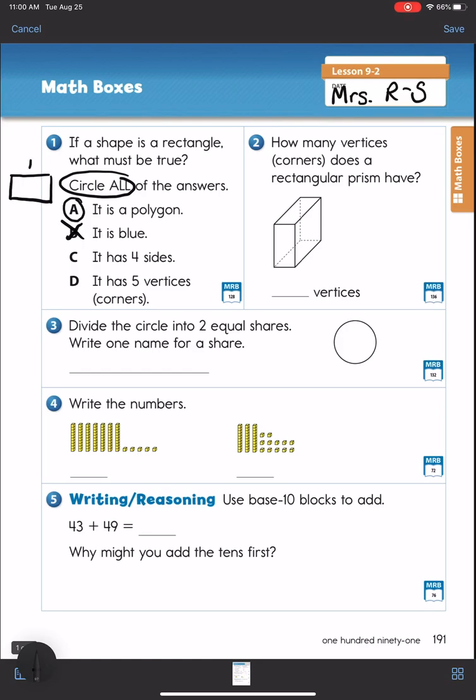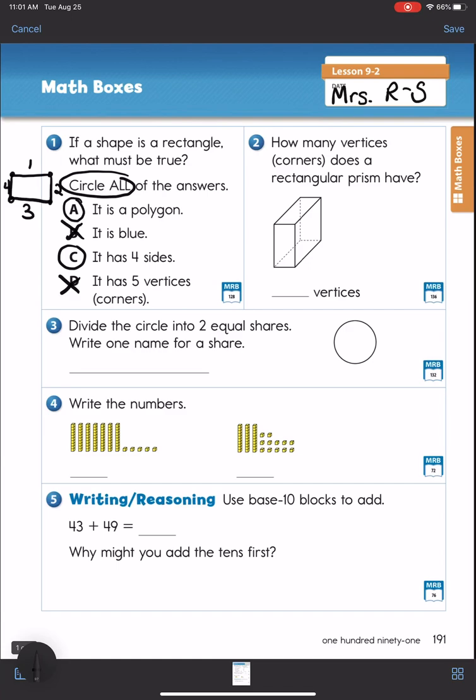Does a rectangle have 4 sides? Yes, it does. It has 5 vertices, which are corners? 2, 3, 4. No, that is not true.